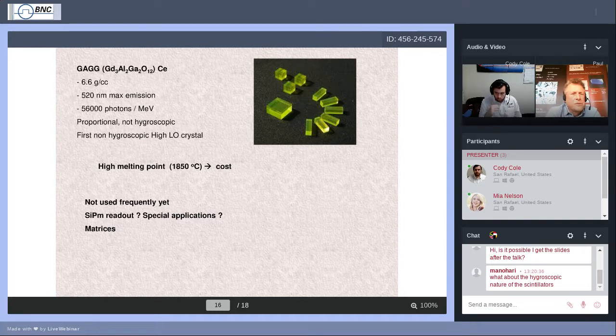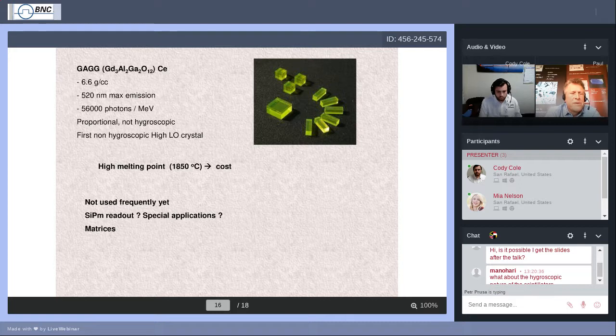Next, I'd like to conclude with another material that is relatively new. It's called GAGG. This is an oxide crystal. It's also cerium doped. Density is about 6.6 grams per cc. It's quite dense. There's an emission in the yellow. You see here the crystal also looks yellow. It's quite bright. It's proportional.